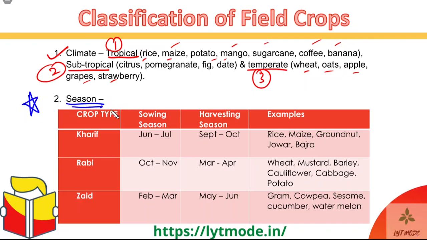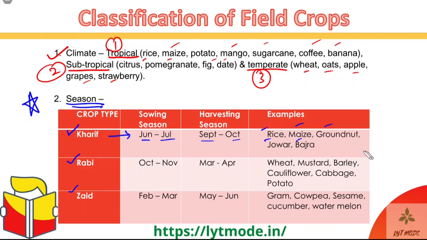So seasonal classification is basically in three terms, which is kharif, rabi, and zaid. So what are these three crops? Kharif are basically the crops which are sown in June or July, and they're harvested in September, October. Now the examples of these crops are rice, maize, groundnut, jowar, bajra. And especially these are the core crops which you always need to remember. Do not forget any single name out of these for all of these three types of crops.